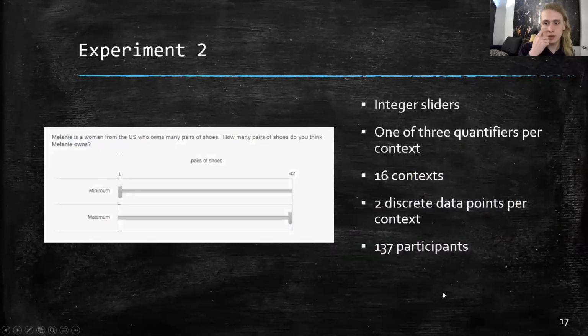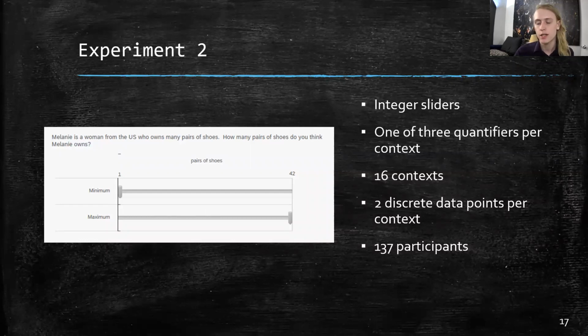For experiment 2, participants see a prompt like the following. Melanie is a woman from the US who owns many pairs of shoes, and a question, how many pairs of shoes do you think Melanie owns? And so in this situation, we're asking them directly about their truth conditions for a quantified utterance. So many pairs of shoes, what is many pairs of shoes? What's the minimum and maximum value for which that could be true? Participants see all 16 contexts, and for each context, they see one of the 3 quantifiers in question.